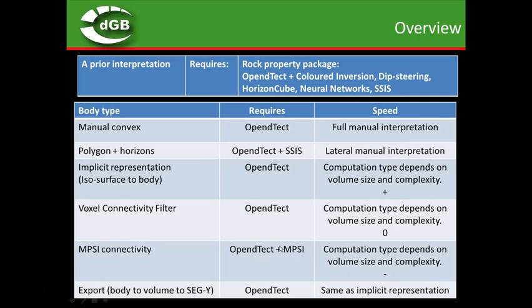The MPSI connectivity requires, hence the name, the MPSI plugin, the stochastic inversion plugin of the MPSI suite, and the computation time once again depends on the volume size and complexity, but is in general, and that's why I've marked it as a minus for the speed, slower than the previous two, and that is only because it has to work with a larger number of data, and it simply takes more time to manage all this data.